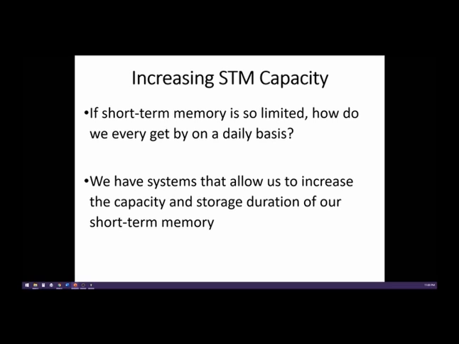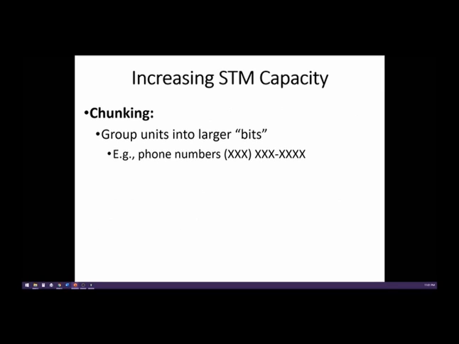And so if we have these limits, these only 7 bits of information and only 20 seconds of duration, how the heck are we functioning in day-to-day life? How do we overcome these limits? And of course we do. We have ways that our brains can get around some of those limitations. And so we have systems in place that allow us to increase our capacity or our storage duration for our short-term memory. And we're going to talk about a couple of specific ways that we do this. The first is one of the easiest, and this is called chunking, which is where you group or chunk units into larger bits.